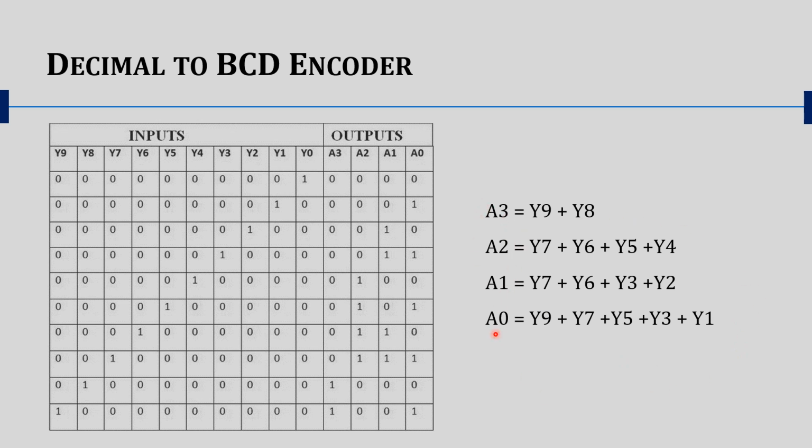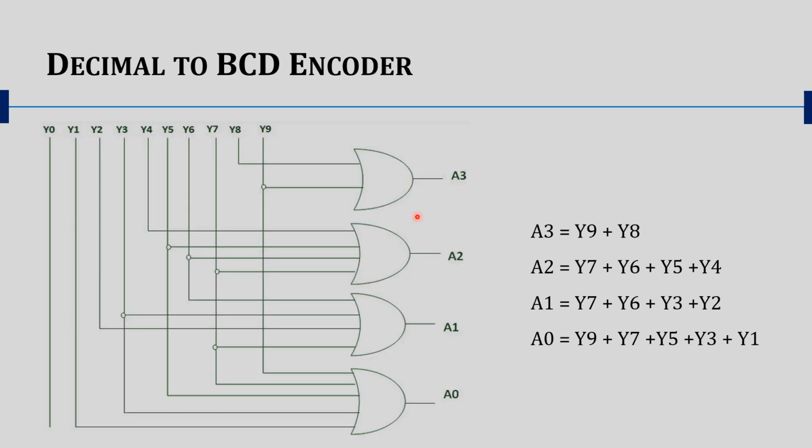Now let's draw the corresponding logic diagram. With the help of 4 OR gates, we can implement these 4 output lines. To implement A3, we take one OR gate with the inputs Y9 and Y8. Similarly, using 4 OR gates, we can implement the 4 output lines of this decimal to BCD encoder.